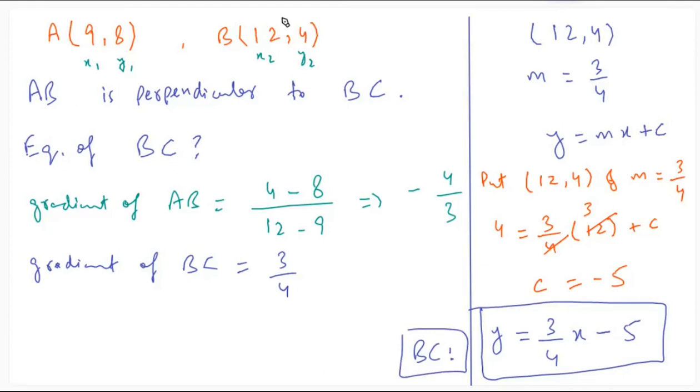Okay, 3 over 4x minus 5, exactly. So that's what we get. Very good. Okay, so this was an overview of the different concepts that you need to know in coordinate geometry.